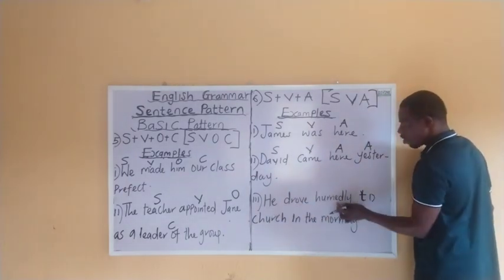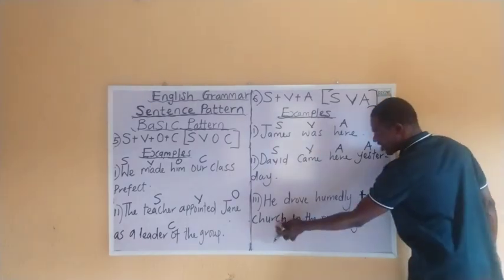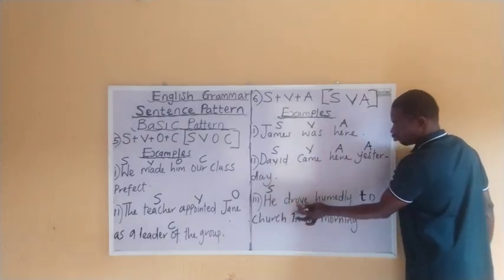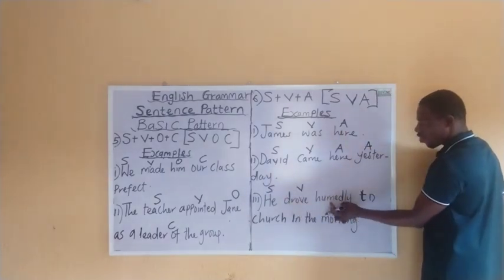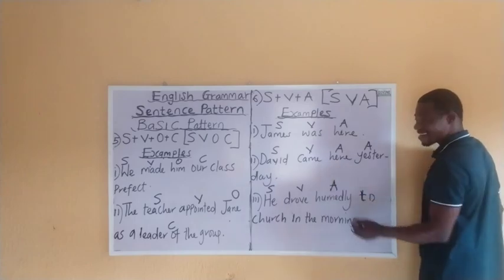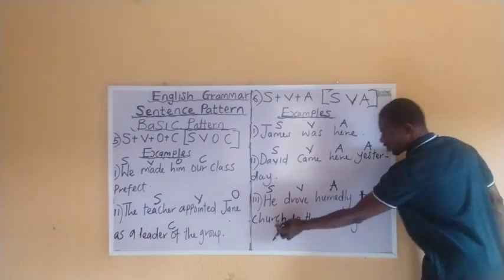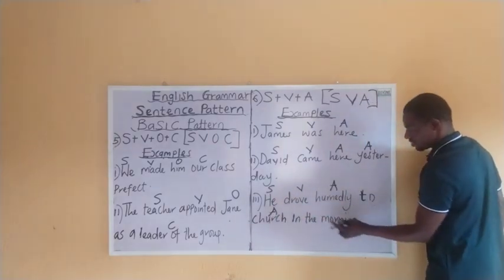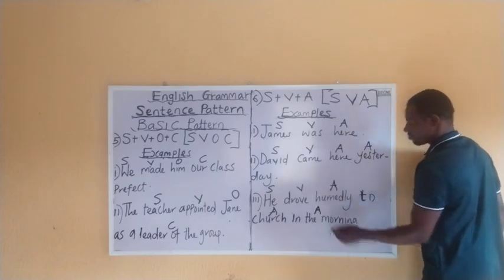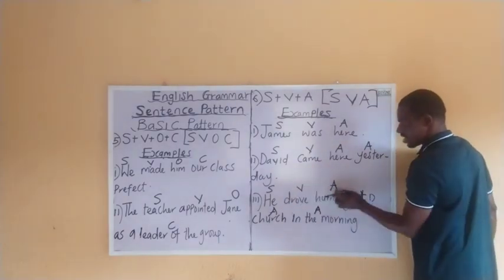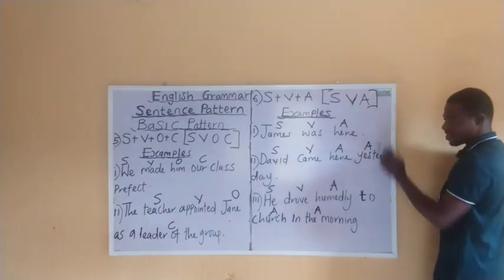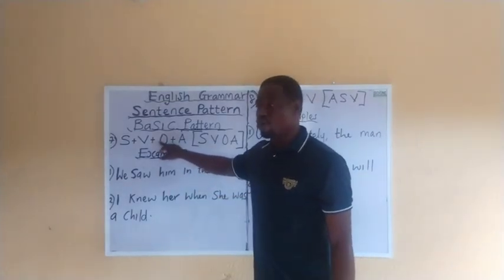He drove hurriedly to church in the morning. He, subject; drove, verb; hurriedly, adverb of manner; to church, adverb of place; in the morning, adverb of time. So we can say SVAAA. All this A stands for what? Adverbials.